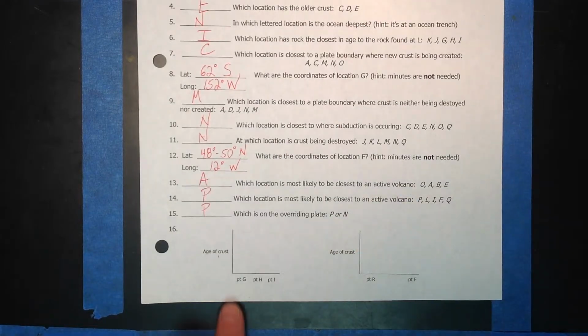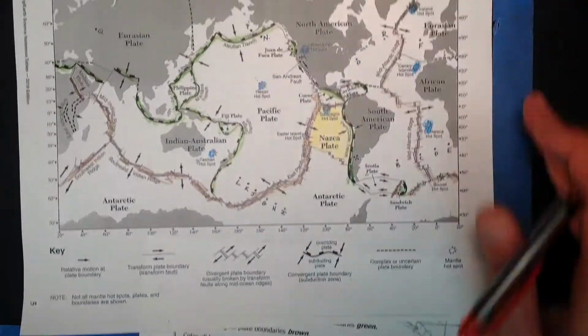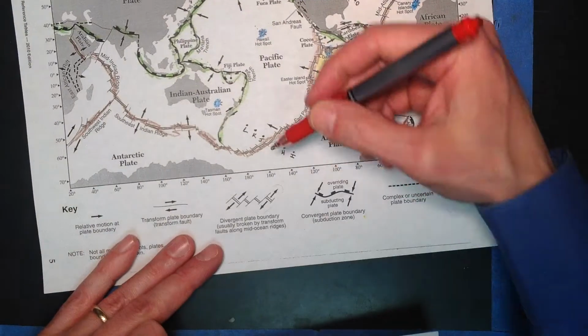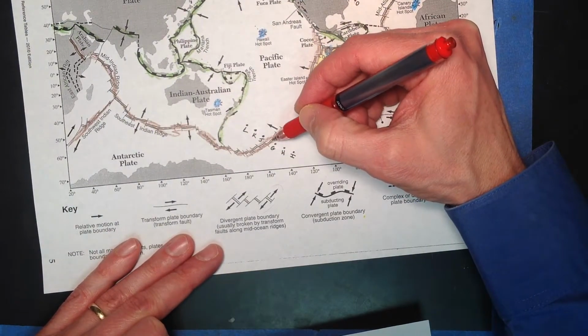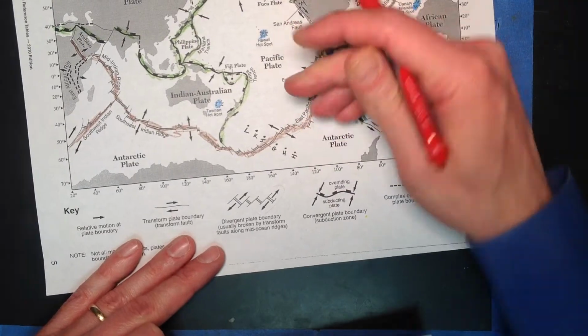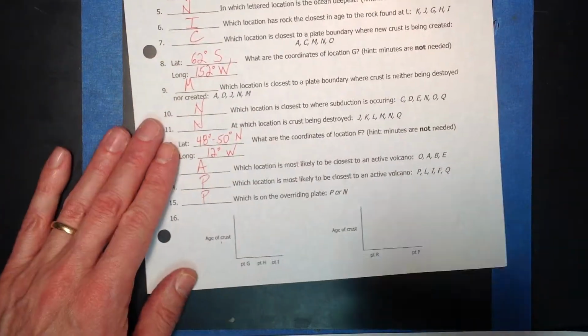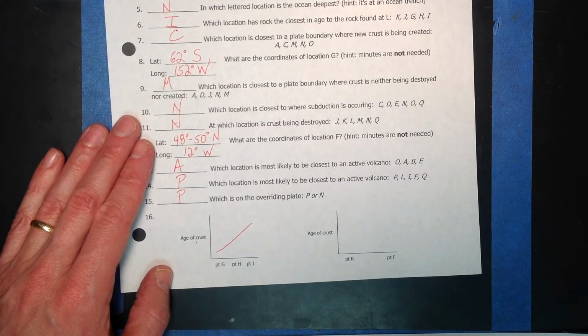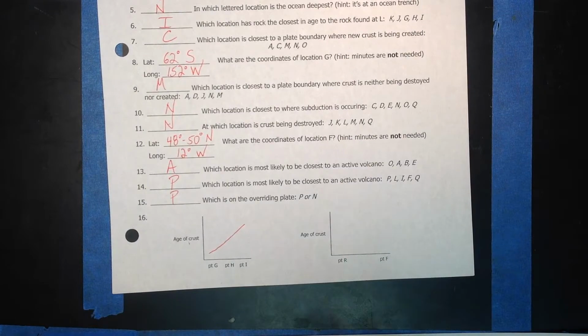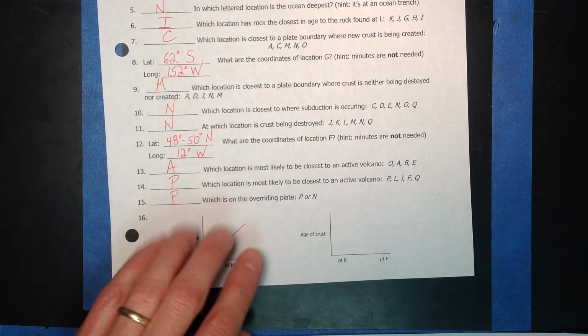And then age of crust, G, H, I. This is showing the relationship. Again, new crust here. As you go this way, the crust gets older in age. So higher age from G to H to I. That graph should look like this. People still have trouble with this. It's very important to be able to relate this in graph form.